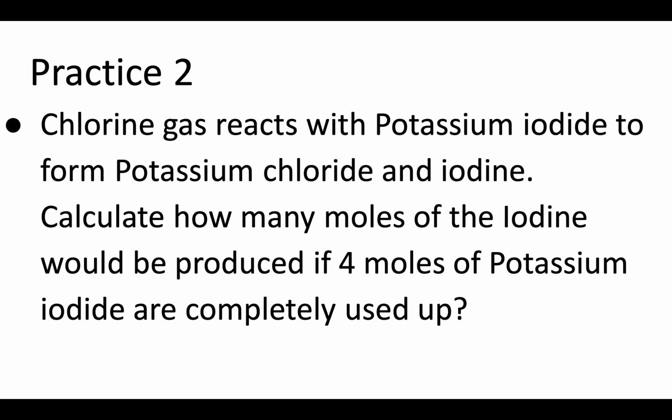Okay, so for this second problem, we have chlorine gas reacts with potassium iodide to form potassium chloride and iodine. So calculate how many moles of iodine would be produced if 4 moles of potassium iodide are used up. And so again, here I want you to figure out the formula for each of these, and I want you to balance this equation. So go ahead and pause now so you have time to do that.